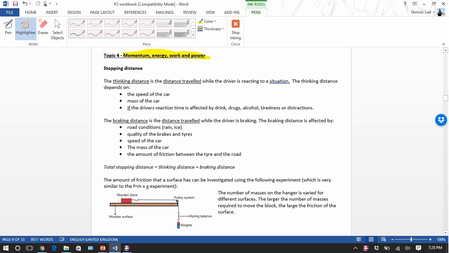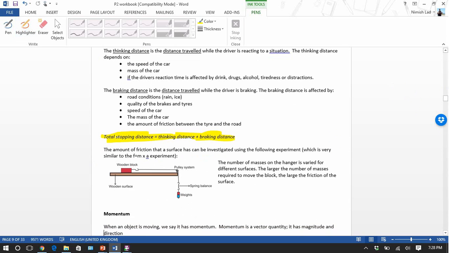going through that. What I'll say though is there's a lot of factual knowledge in terms of stopping distance in here to begin with, and make sure you understand that this is an equation over here. So total stopping distance equals thinking distance plus braking distance. That is not given to you. Please make sure that you remember that one. That is one of the equations that is not given to you.